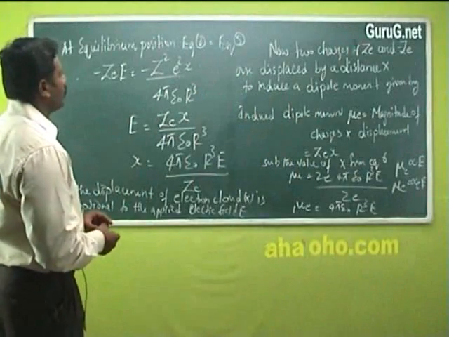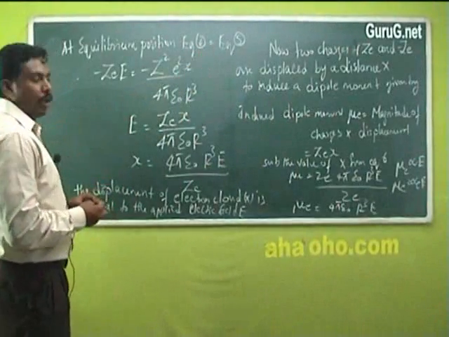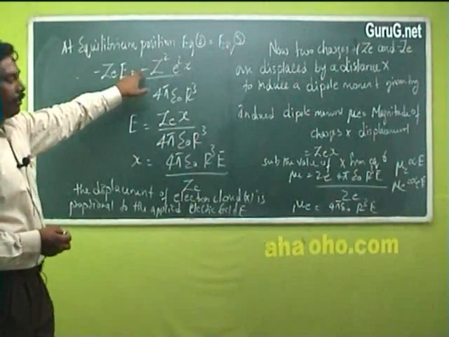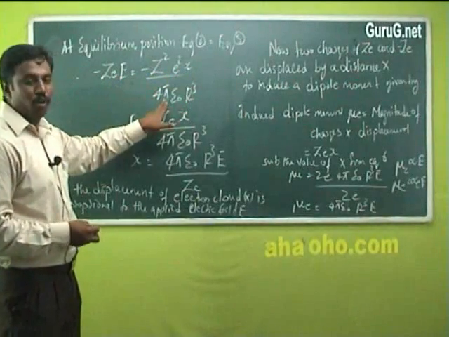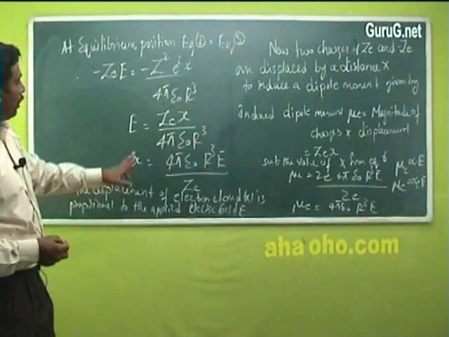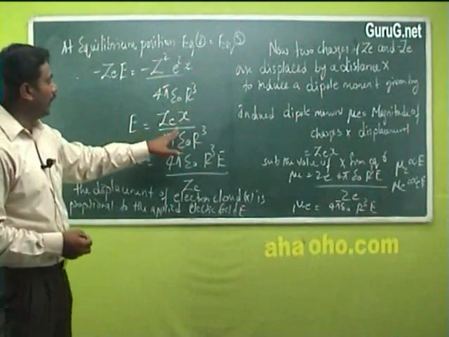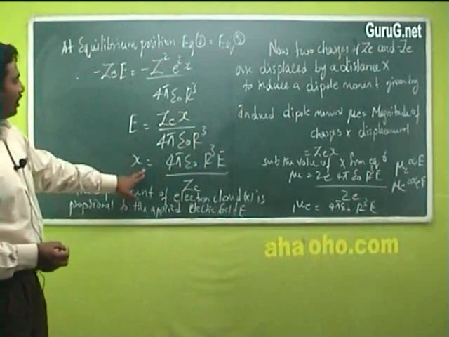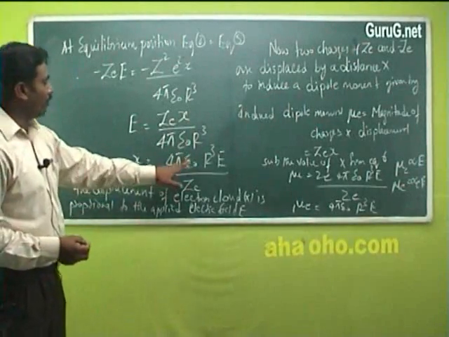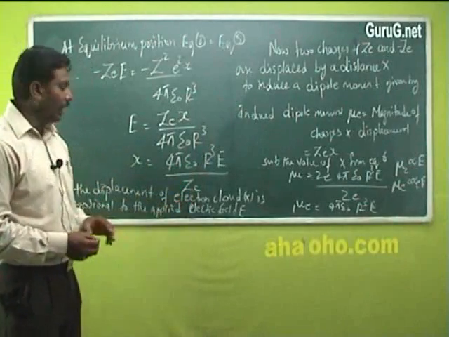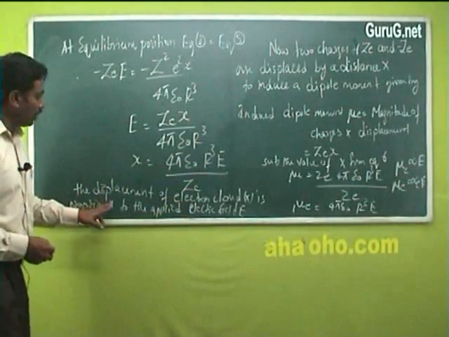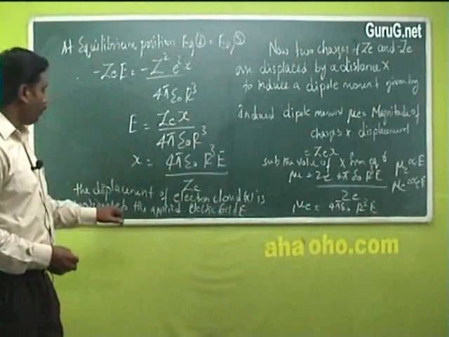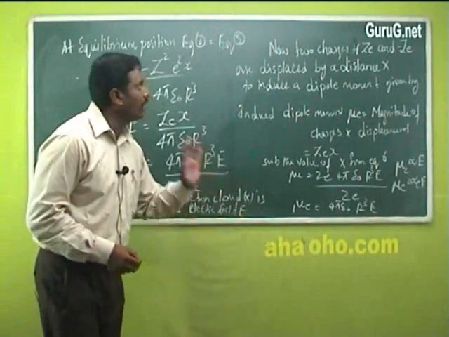At equilibrium position, equation 2 is equal to equation 5. That is, minus ZE into E is equal to minus Z square E square X divided by 4 pi epsilon naught R cube. The applied electric field E is equal to ZE X divided by 4 pi epsilon naught R cube. So X is equal to 4 pi epsilon naught R cube E divided by ZE. Therefore, the displacement of electron cloud X is proportional to the applied electric field E.